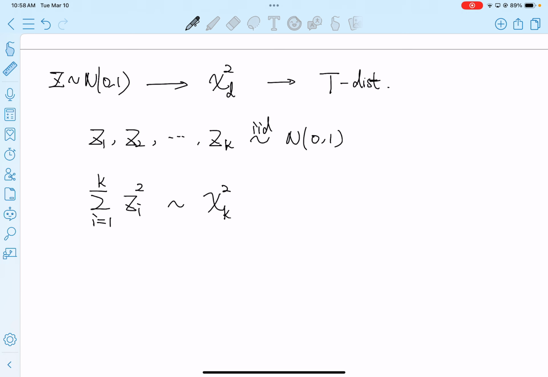Okay, and chi, in English I think, is written chi squared. And the k here is referring to the degree of freedom equal to k. Okay.